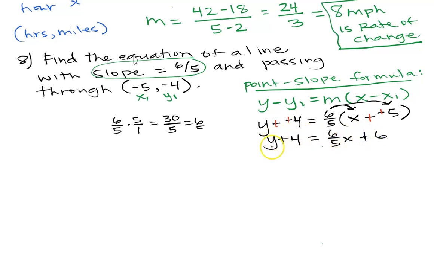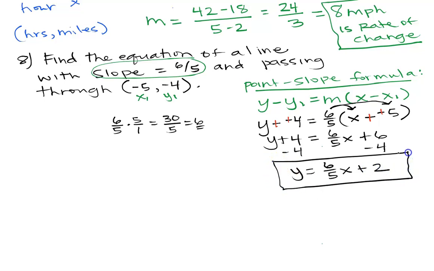And then last thing I need to do is get the y by itself, so let's just subtract the 4 over, and then I will be done. So y equals 6/5 x plus 2. And that is our answer. So that is the equation of a line that has a slope of 6/5 and goes through that point, -5, -4. And that's what we're looking for as our answer.